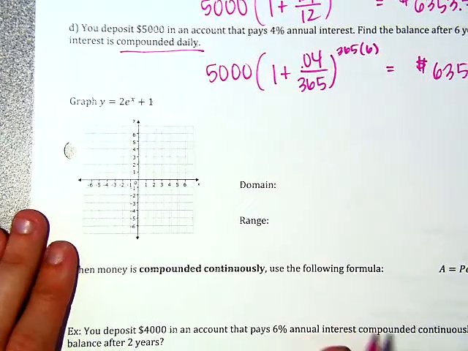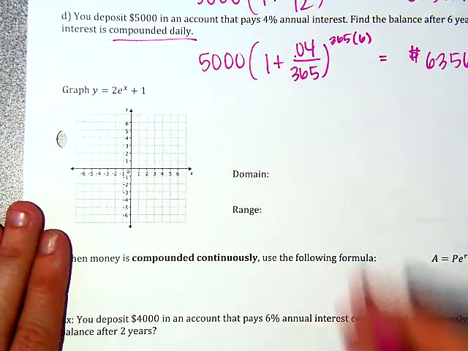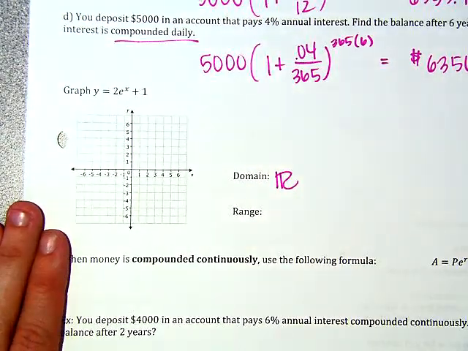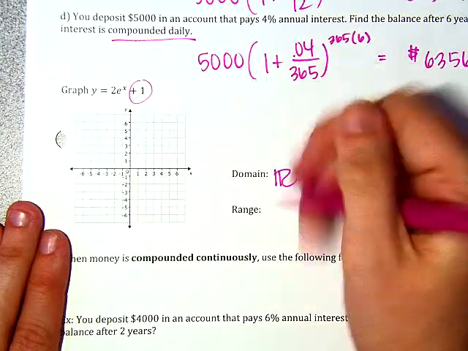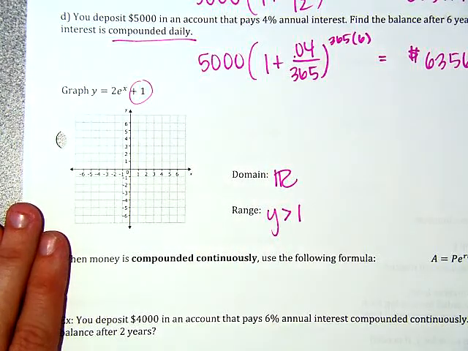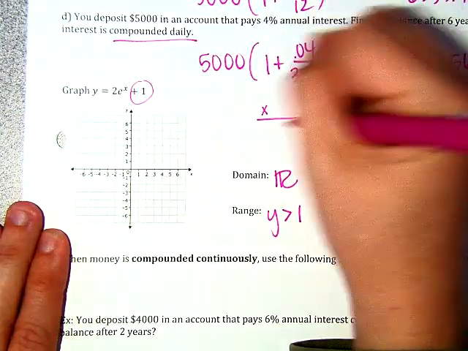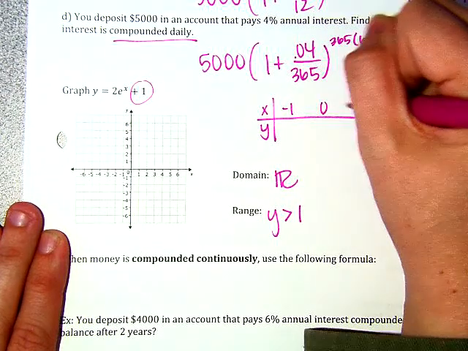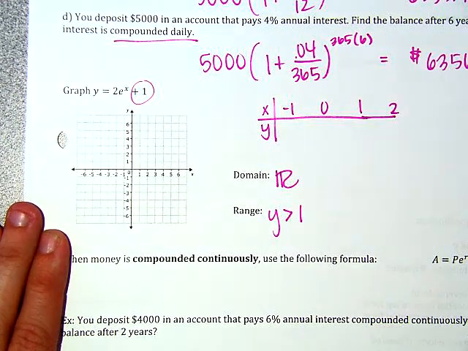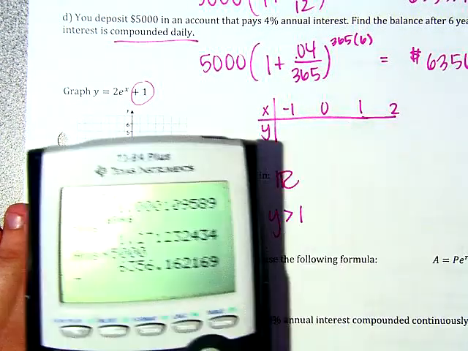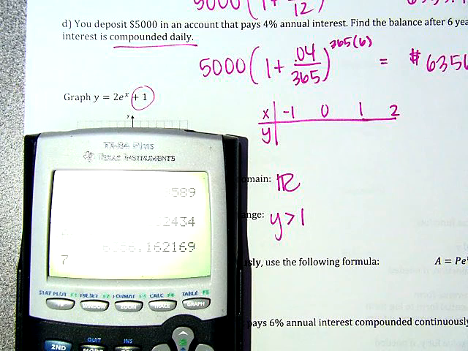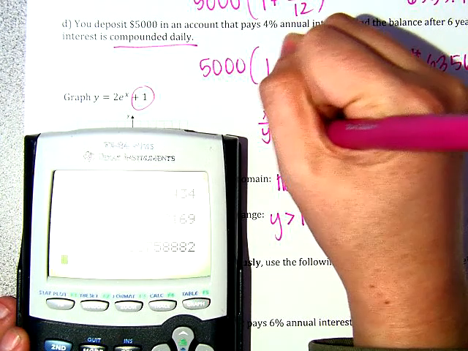Graphing with e, you're going to do literally the exact same thing you did before. Domain is all real numbers. Range that has that +1 there, so it's going to be greater than 1. For my XY chart, this time I'm just using my calculator because I'm using e. So when I go to do this, I do 2e to the power of -1 plus 1 gives me 1.73.